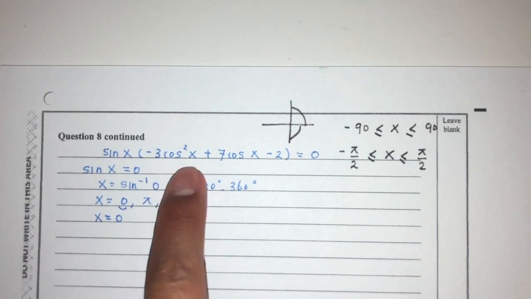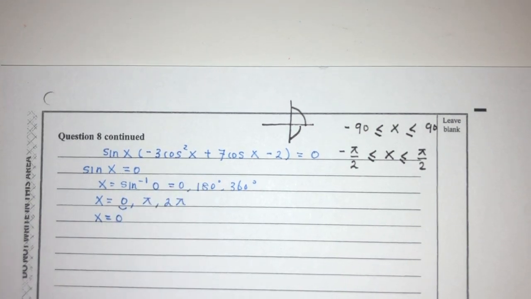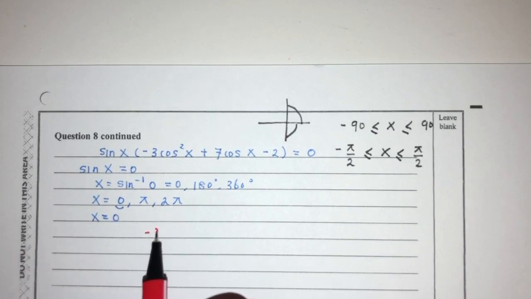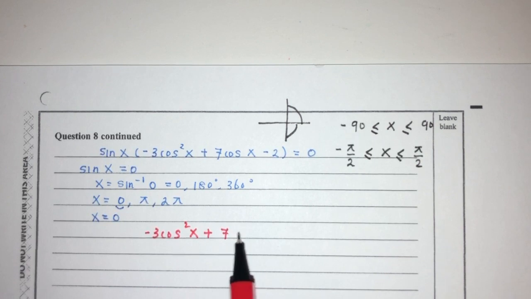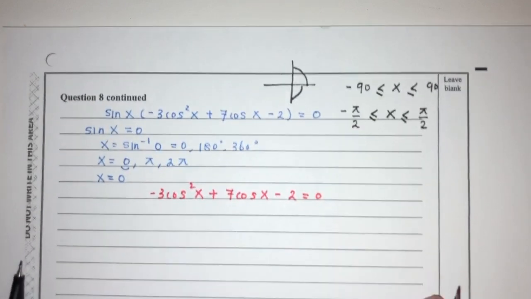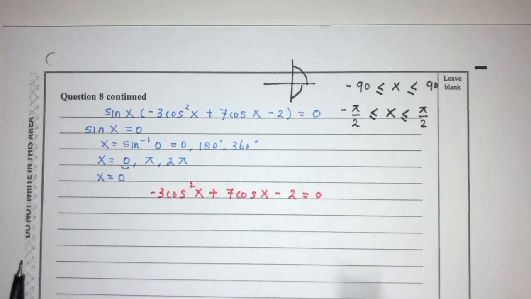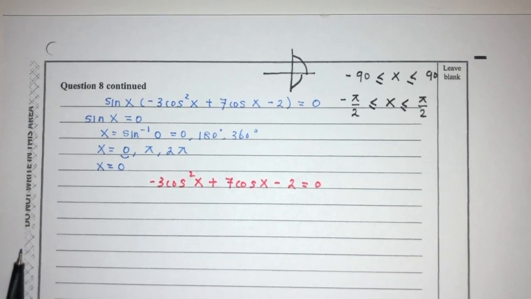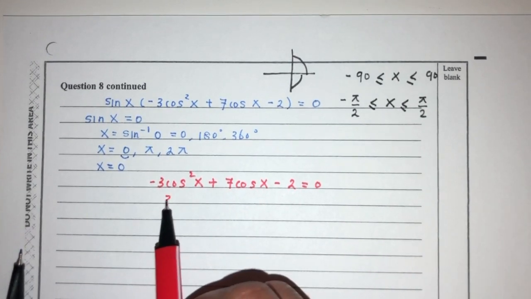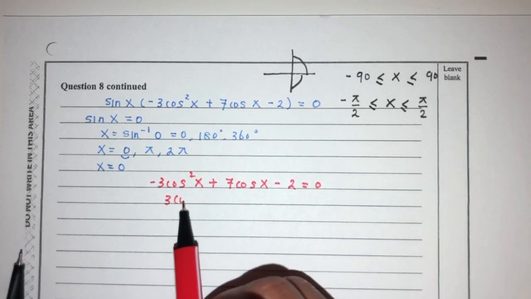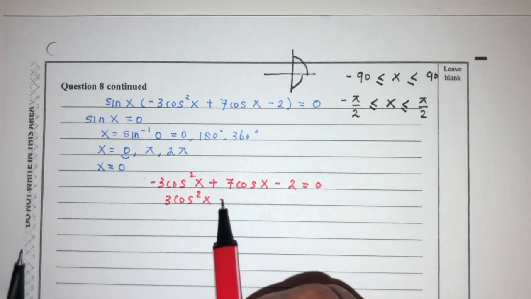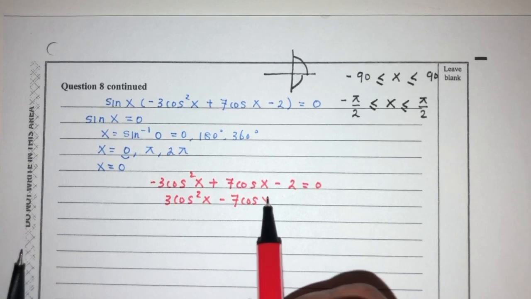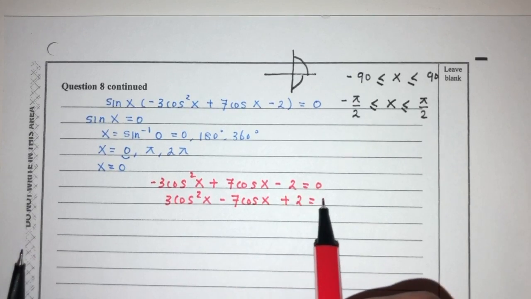Now let's move forward for this one. As you can see here, we have minus 3 cos squared x plus 7 cos x minus 2 has to be 0. Now let's rearrange this, because here we have negative values, and as always, we don't like to work with negative values. Send this over here, you will have 3 cos squared x minus 7 cos x plus 2 is equal to 0.